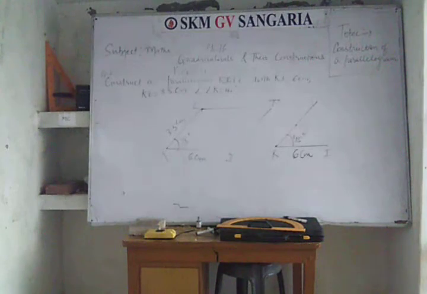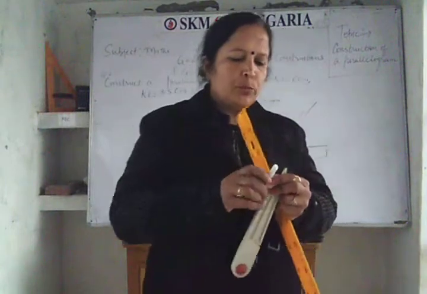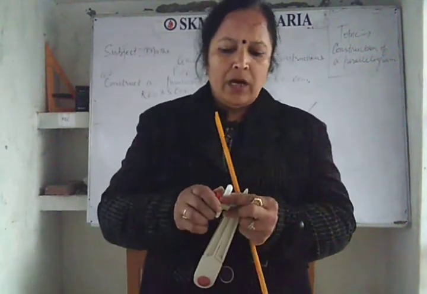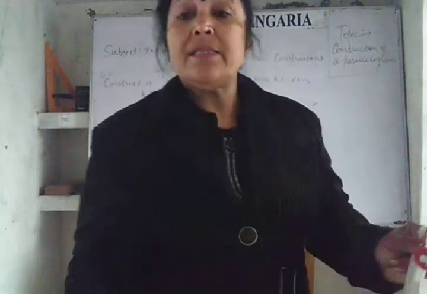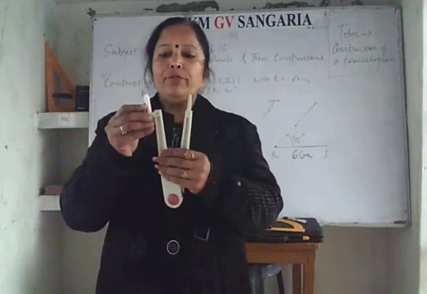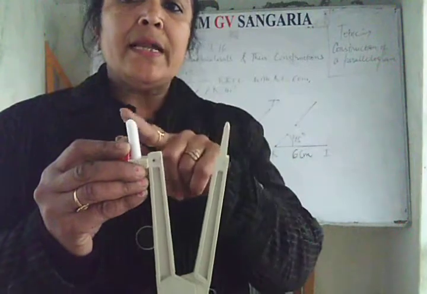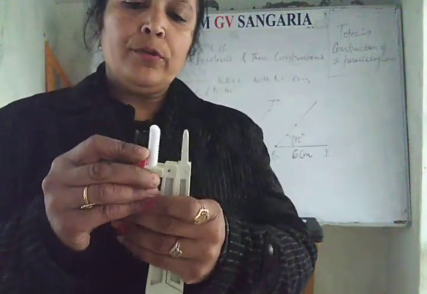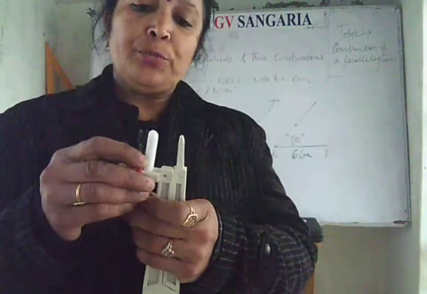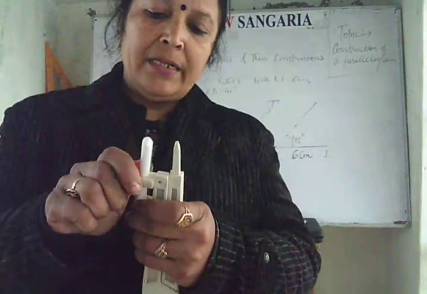So you are going to draw an arc of measure how much? 3.5 centimeter. Okay, listen, when you are setting your pencil inside the compass, the level of the tip of the compass and the level of the pointed part of the pencil should be the same. It should not be above or below. It should be at the same level.